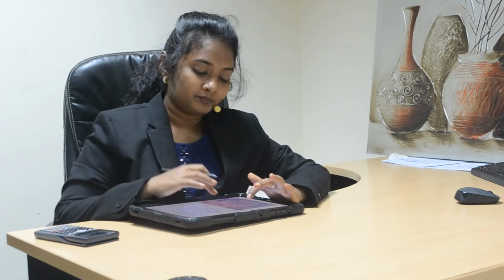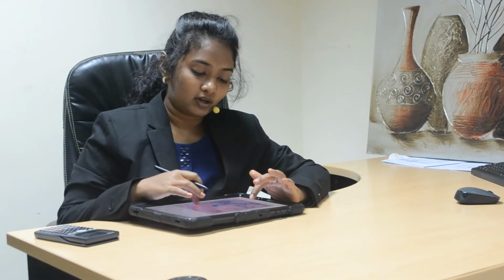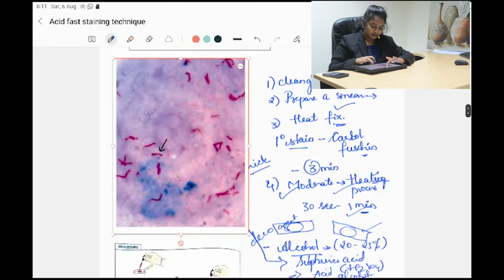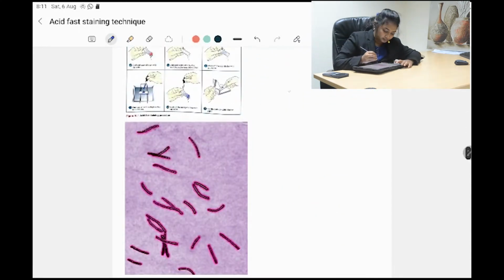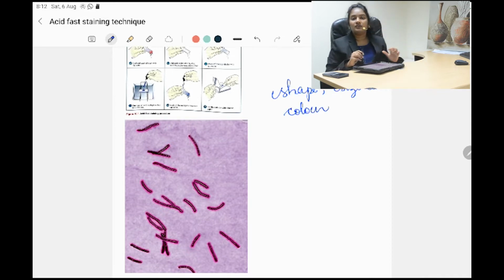And the very next process is we have to perform the microscopic observation. In this microscopic observation, we are going to learn what kind of bacteria it is based on the size, shape and color. So based upon the size, shape and color, we are going to find out what kind of organism it is.